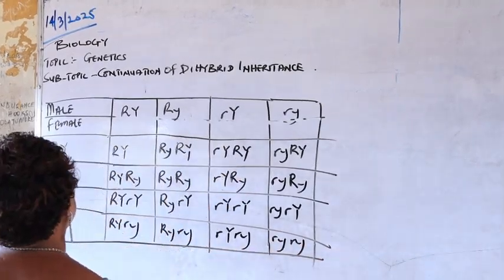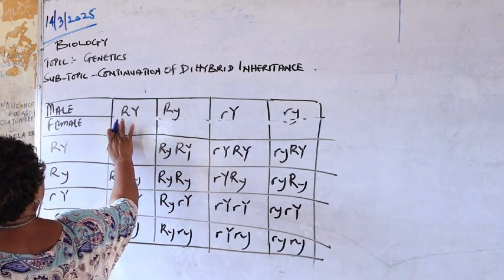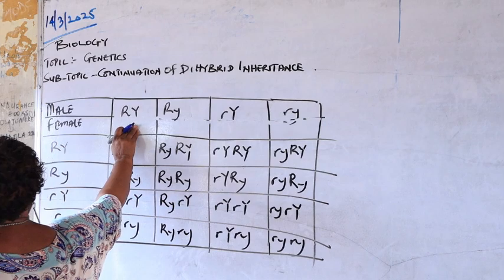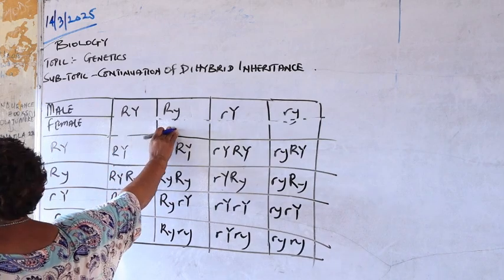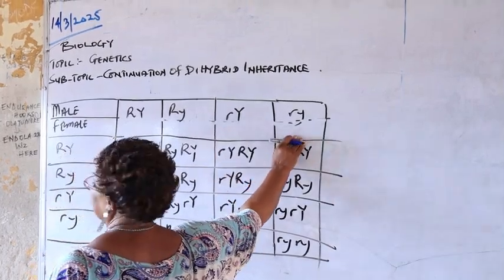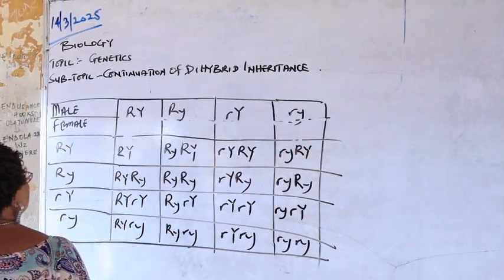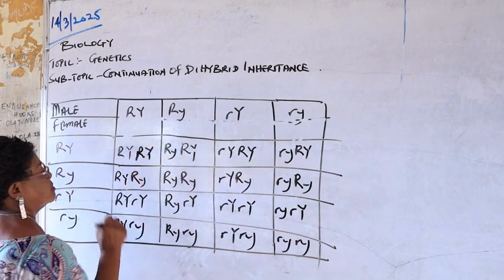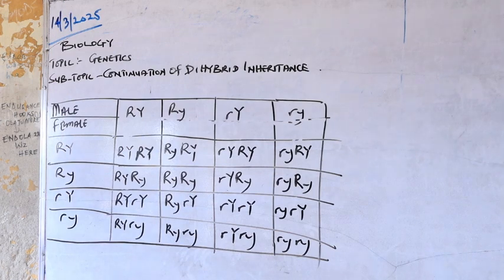What do we have? This one is which one? Round yellow, round yellow, round green, wrinkled yellow, wrinkled green. So now, this one is not even complete. So what are we supposed to have all together? They are all 16, eh?